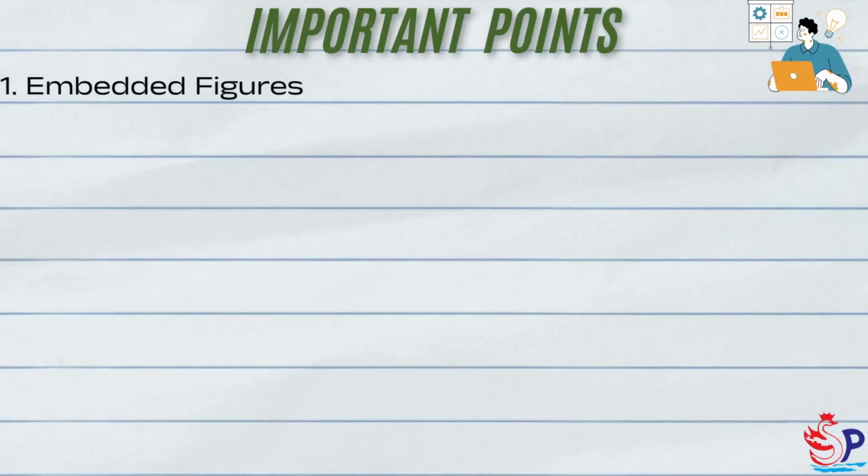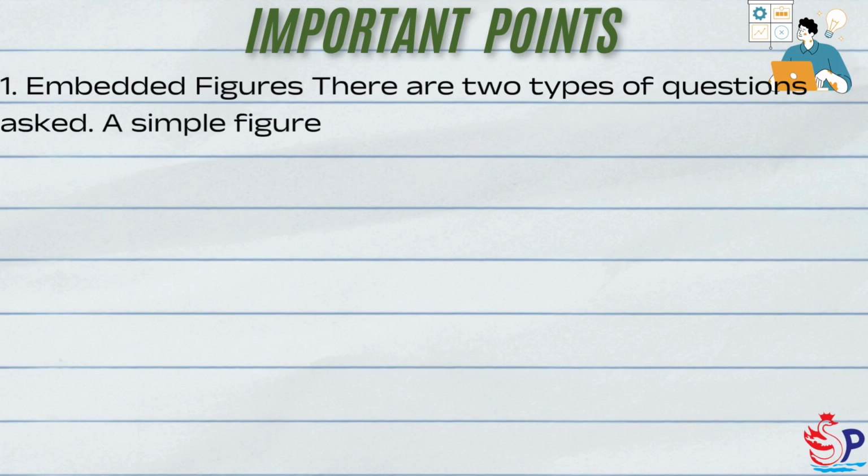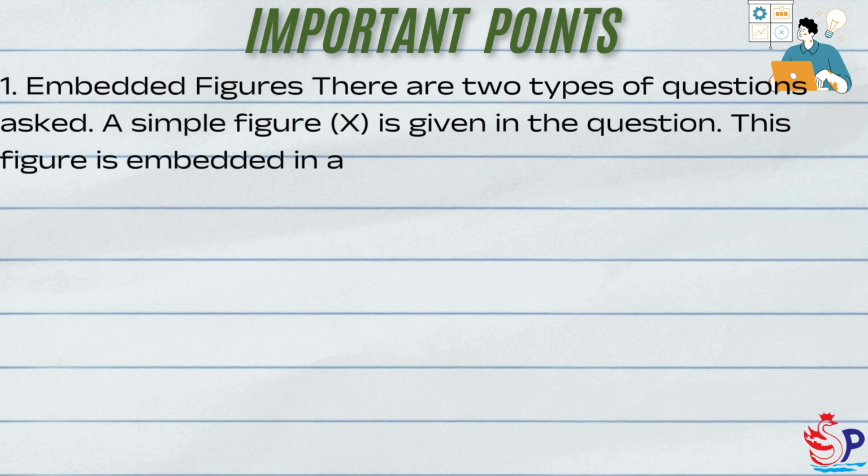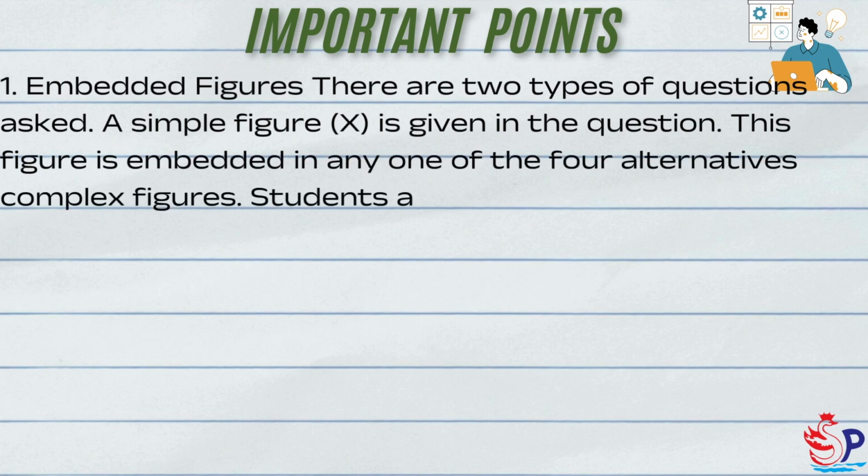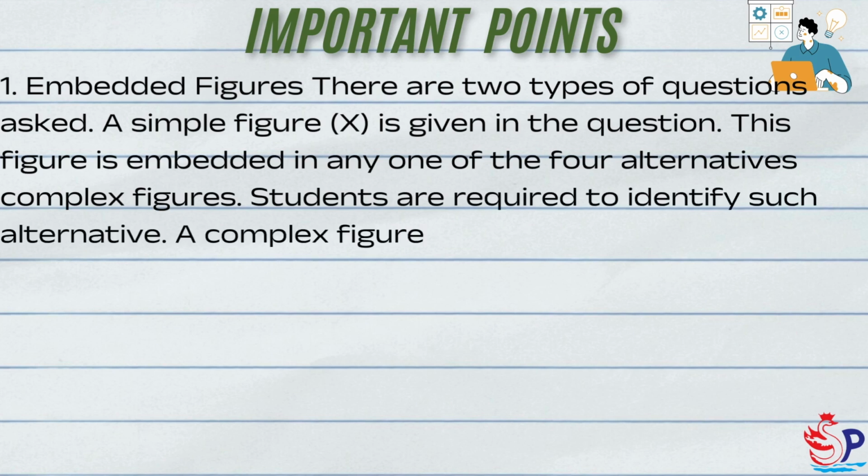1. Embedded figures. There are two types of questions asked. A simple figure, x, is given in the question. This figure is embedded in any one of the four alternative complex figures. Students are required to identify such alternative.